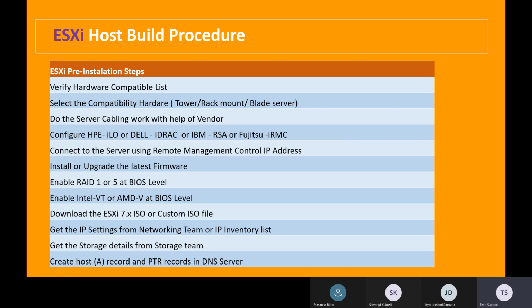Suppose the customer is not a medium-scale industry but a large-scale industry. For the large-scale scenario, instead of a rack mount server, we will go for a blade server. A blade server consists of multiple blades. Each blade acts as one server. Normally you can purchase a 4-blade, 8-blade or 16-blade server, depending on the customer requirement. So that is the reason. Second one is to select the compatible hardware.